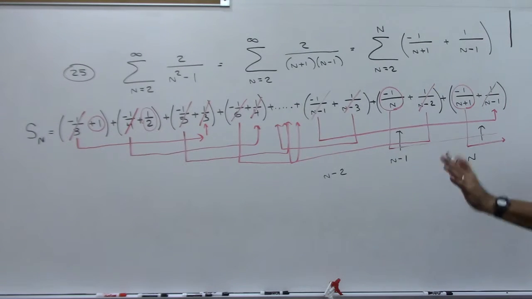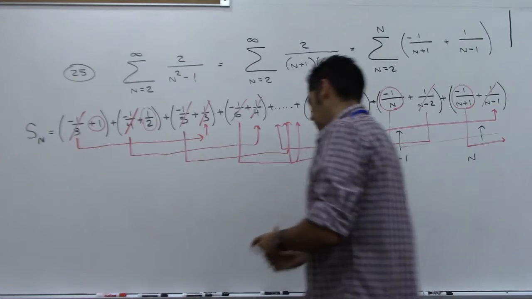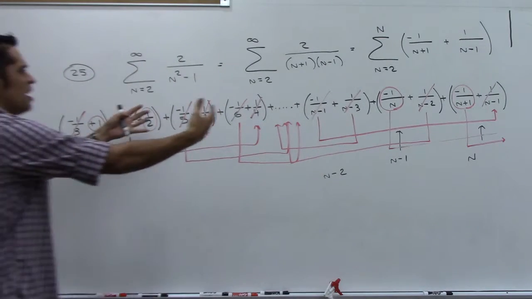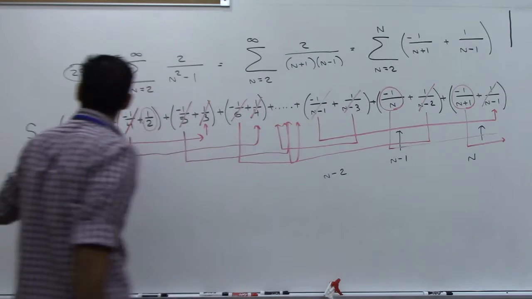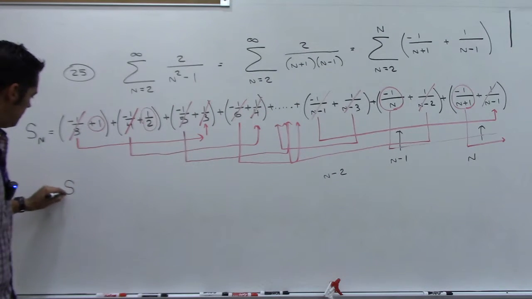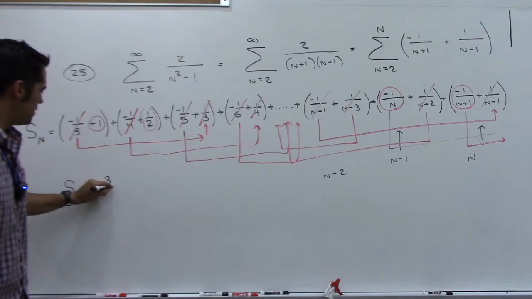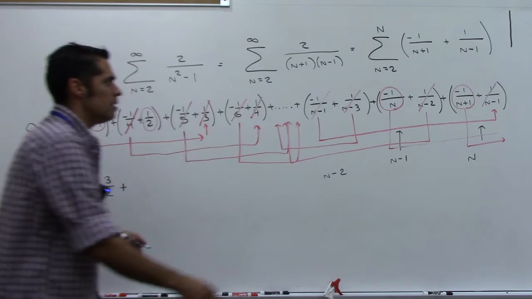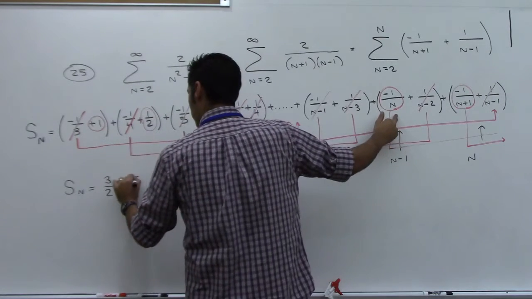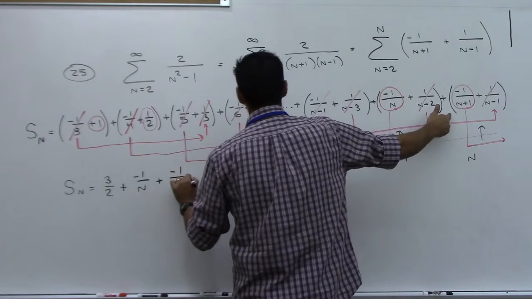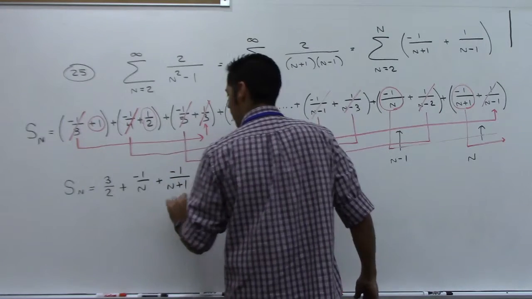So the only thing left at the end of all of this, okay, this is where we get the collapsing from. Everything pretty much on the inside here cancels out, and the only thing left for S sub n is a 1 plus a half, which is 3 halves, plus over here a negative 1 over n, and then another 1 plus a negative 1 over n plus 1.